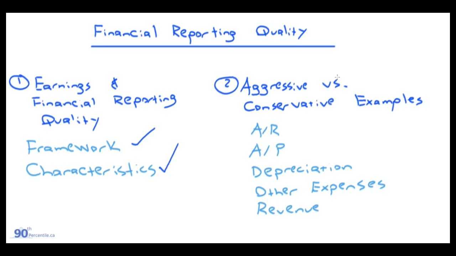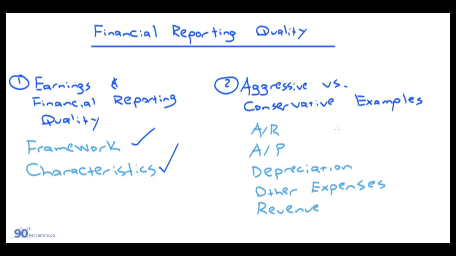And then really the bulk of this module is talking about aggressive versus conservative accounting assumptions. We'll be going over some examples where firms are making different assumptions related to their accounts receivable, accounts payable, depreciation expenses, maybe some other expenses, and revenue recognition. Key thing to note is that, in most cases, barring very extreme assumptions, all the assumptions that are made here are, for the most part, allowed under the accounting standards, right? So there is some bias inherent in all financial reports, in my opinion.